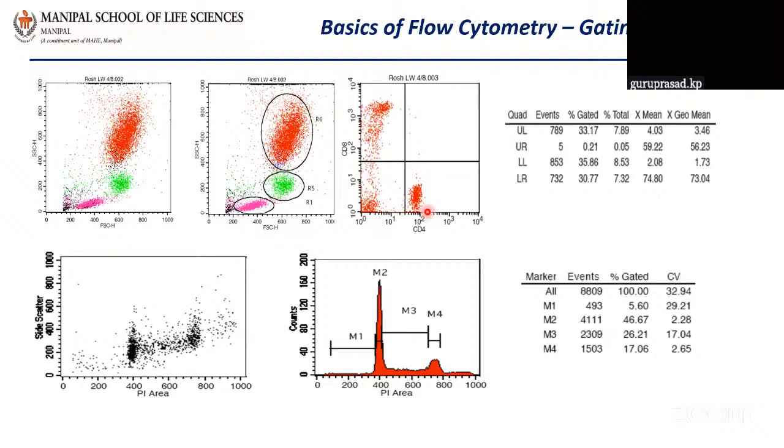Now, if you look into this, these dots are producing only green color. These dots are producing only red color. These are producing both. These are producing no color.